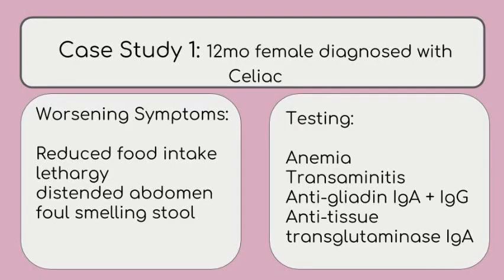Tests were run at this point, and she had a reduced hemoglobin level and elevated liver enzymes. She tested positive for anti-endomysial IgA antibodies and also anti-gliadin IgA and IgG antibodies. At this point, because of the way her test came back, she had a GI biopsy done, which confirmed a diagnosis of celiac disease because of her symptoms that worsened over the course of a few months, because of her blood tests, and then now after the biopsy because of her histological testing.